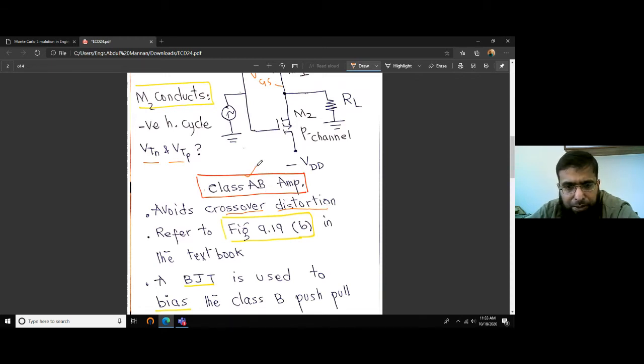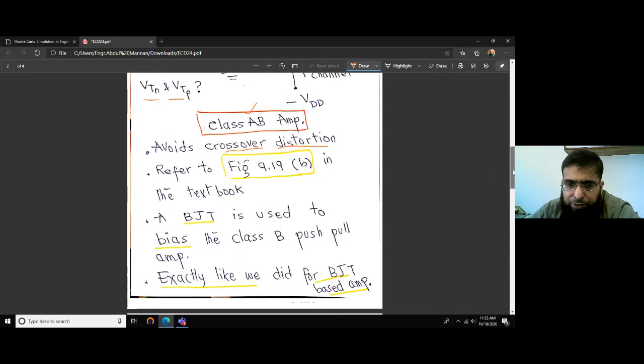We call it the class AB amplifier, and there is a figure 9.19b in the textbook, and I've drawn that figure on the next page, which refers to a sample class AB amplifier based on MOSFETs, and that avoids crossover distortion too. For that circuit, a BJT is used to bias the class B push-pull amplifier so that it is always biased at VTN and VTP, the threshold voltages. So we are able to get the output as long as the input voltage increases or decreases from 0.